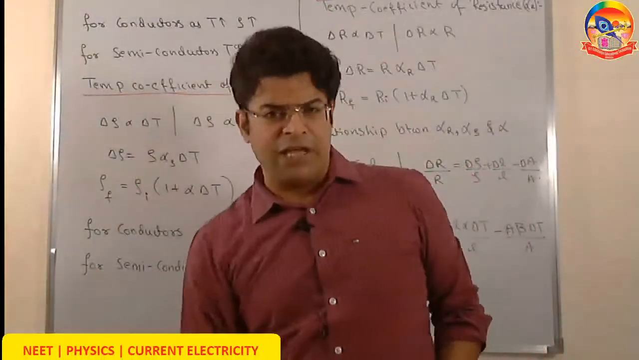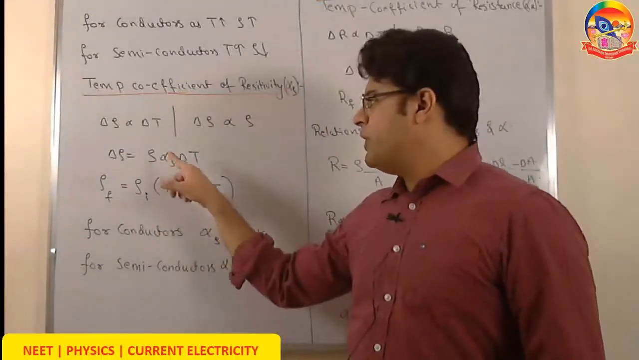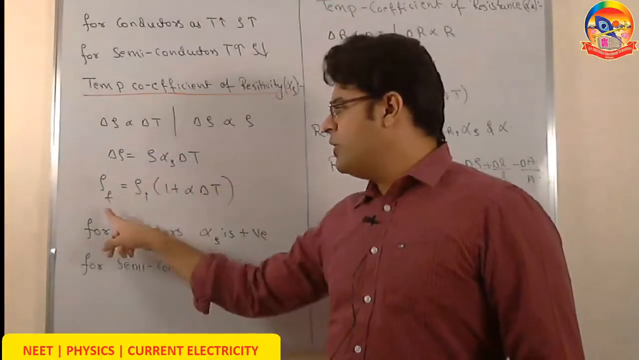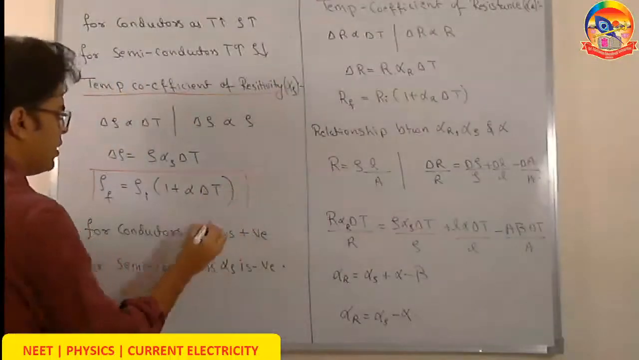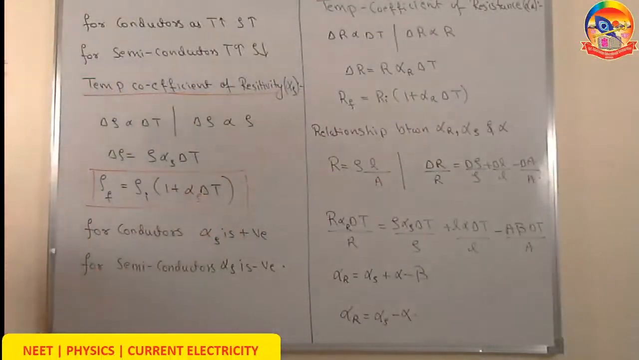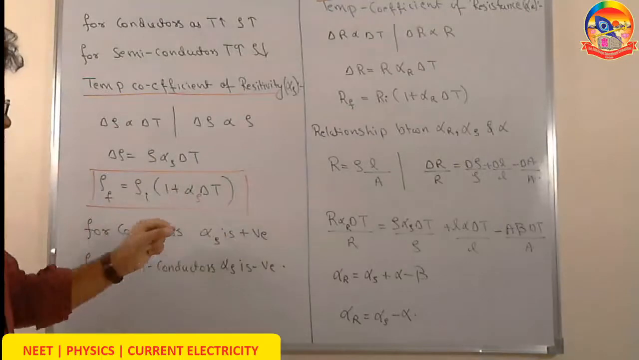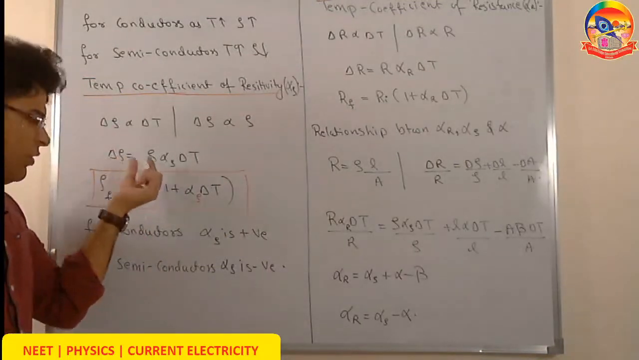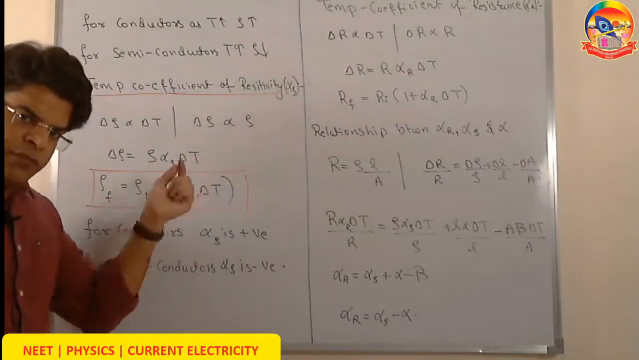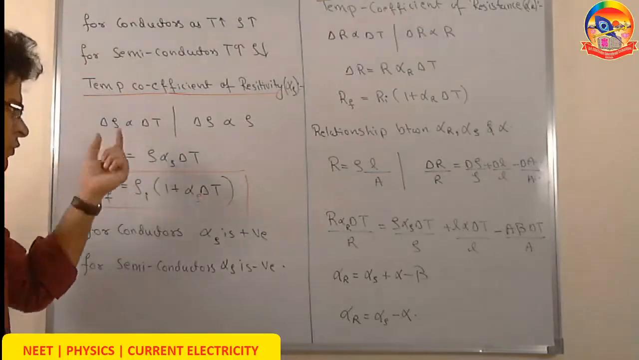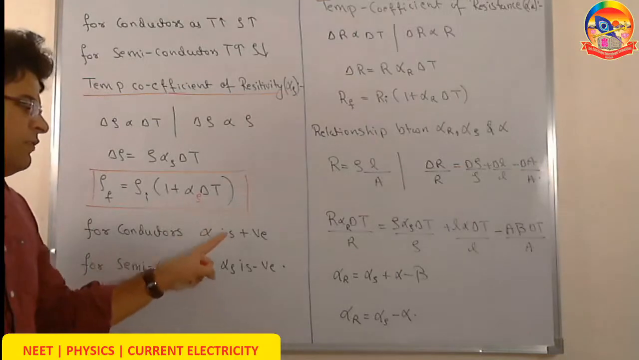So the final resistivity after heating has to be equal to the initial resistivity plus the change in resistivity. So rho plus rho alpha rho delta T, take rho common. So you get the final resistivity after heating equals initial resistivity times 1 plus the thermal coefficient of resistivity times delta T. For conductors, the thermal coefficient of resistivity is positive, because on increasing temperature, delta T will be positive. For conductors, the resistivity increases, so delta rho will also be positive. So for conductors, alpha rho, the thermal coefficient of resistivity, is positive.